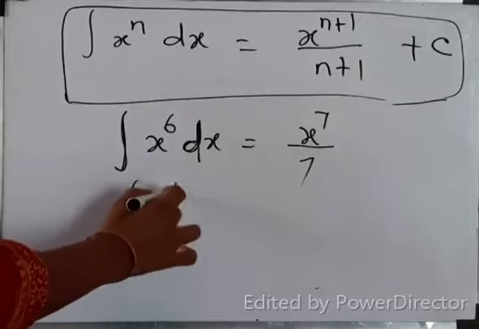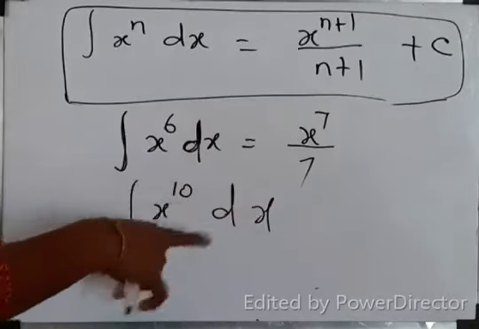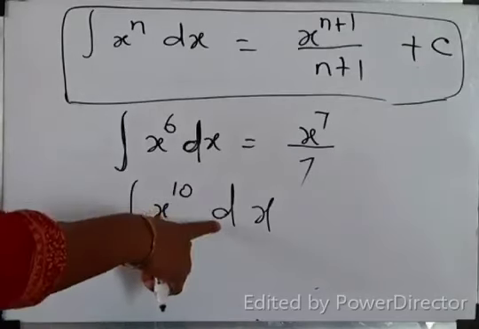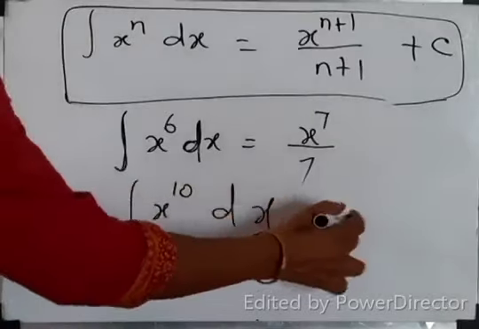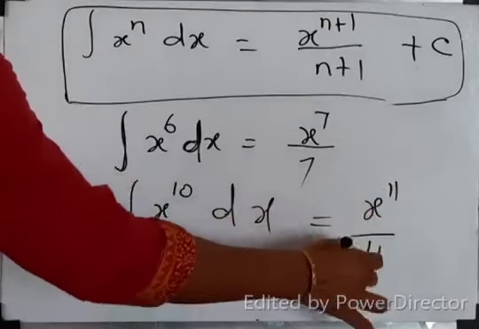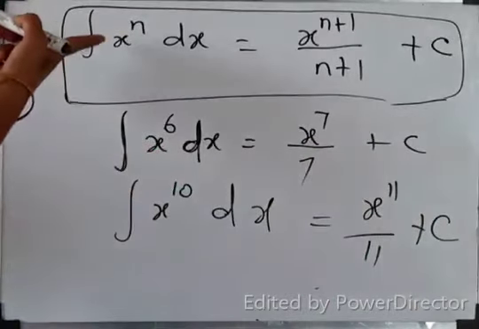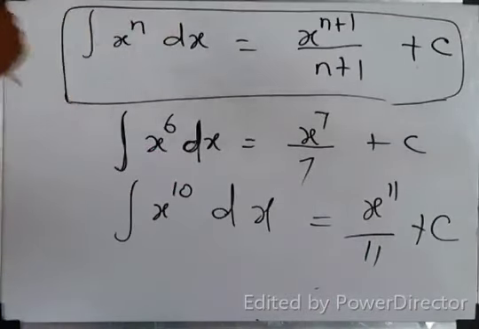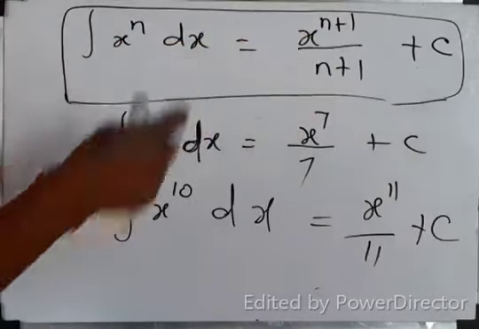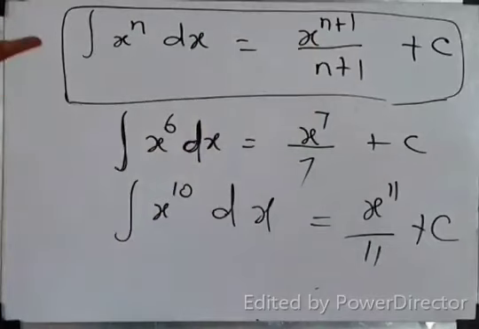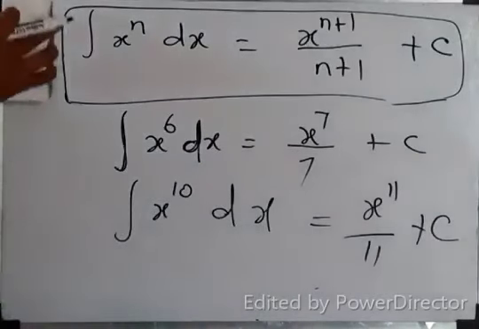Now x power 10 dx, what happened? This d and the integration get cancelled. So x power 10, x power 1, what will you get? X power 11, again by 11, that's all. Plus c. Now do you understand the formula once again? This d and the integration get cancelled. What will you get? X power n, x power 1, x power n plus 1 by n plus 1. Then why are you writing plus c? What is the meaning of plus c? I will tell you. Okay?